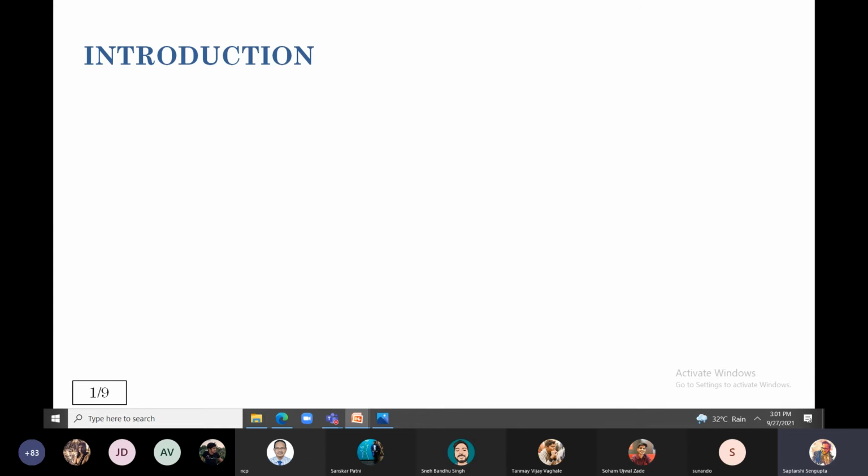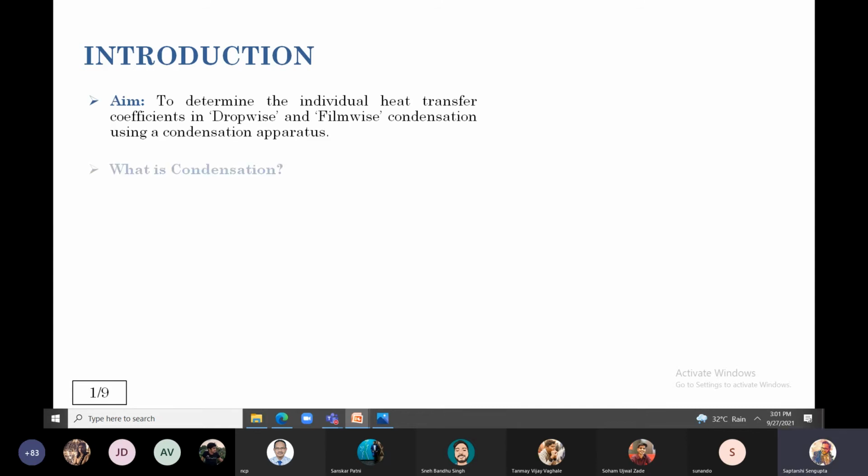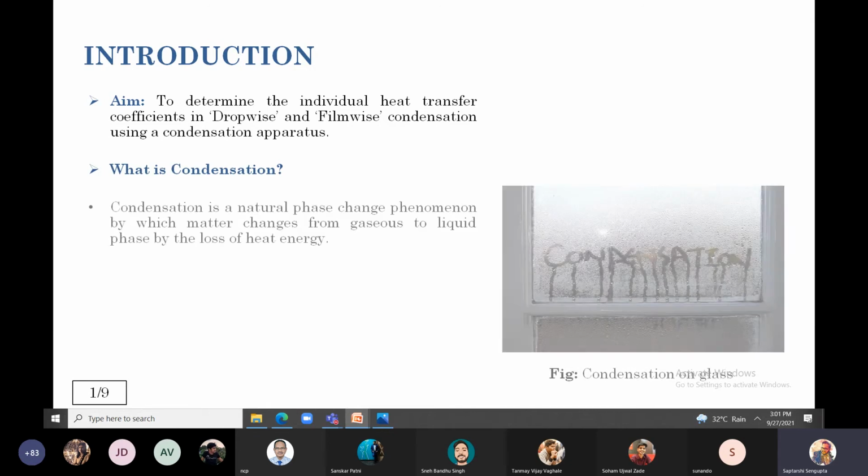So the aim of this experiment is to determine the individual heat transfer coefficients in dropwise and filmwise condensation. These are two specific modes of condensation that we are going to talk about in a little detail in this experiment, and for that we use a condensation apparatus. How the heat transfer coefficient varies in both the dropwise regime and the filmwise regime will help us understand the two regimes better. So before getting into that, let us have a brief introduction of the process of condensation.